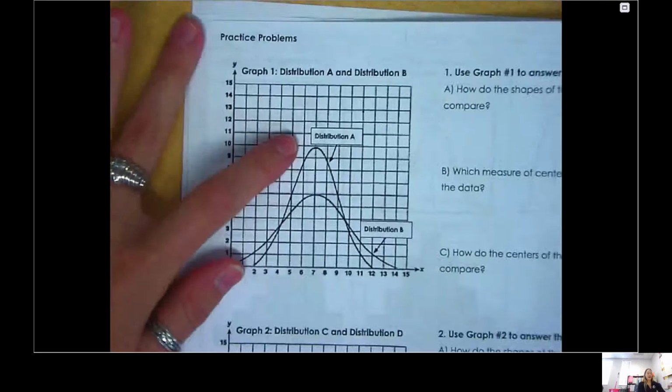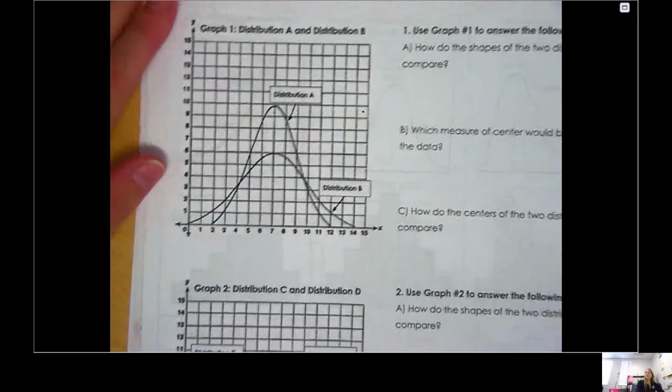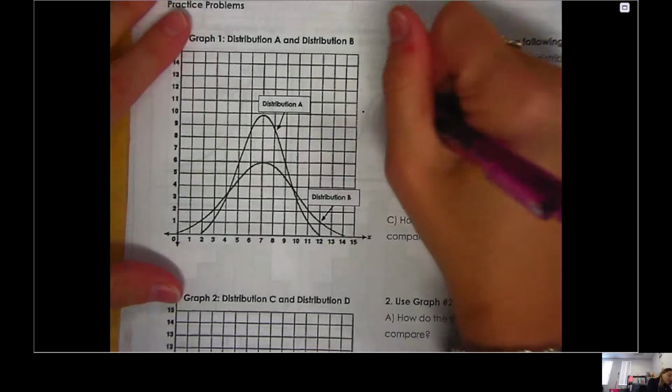So if you're looking at this first graph, graph A, just this top one, is that symmetric or is that graph not symmetric? It's a bell curve. Good, it's a bell curve. So A is symmetric. So I'm just going to put A is symmetric.